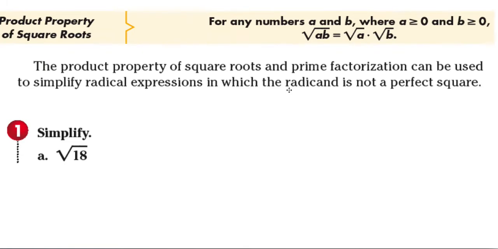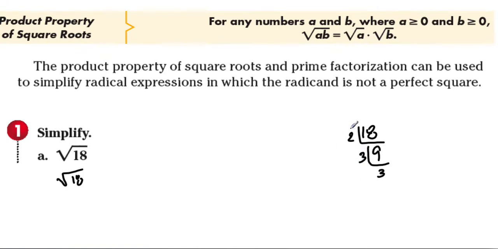So if you have radical 18 and you want to simplify it, we first get the prime factorization of 18. We copy the problem, radical 18. One way to do that is the drop down method. The first prime number that goes into 18 is 2. 18 divided by 2 is 9. The first prime number that goes into 9 is 3. So you have 2 times 3 times 3.